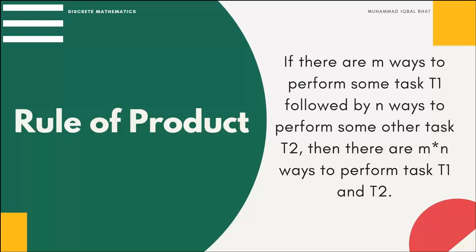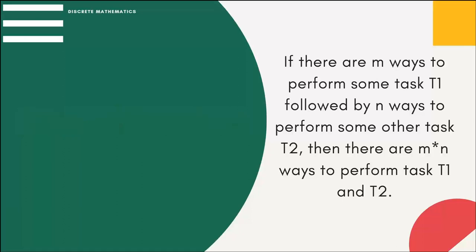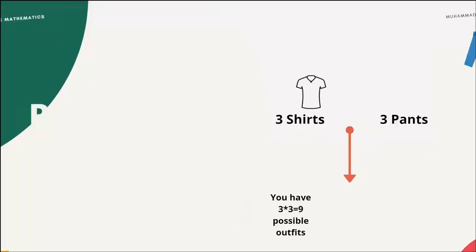In the previous rule of sum, we said that tasks T1 and T2 are independent, meaning we can choose either of the two. But in the rule of product, we have dependent tasks, T1 followed by T2. So you have n ways to perform task T1, followed by m ways to perform task T2. In total, you have m cross n ways to perform tasks T1 and T2. Let us see an example for this.